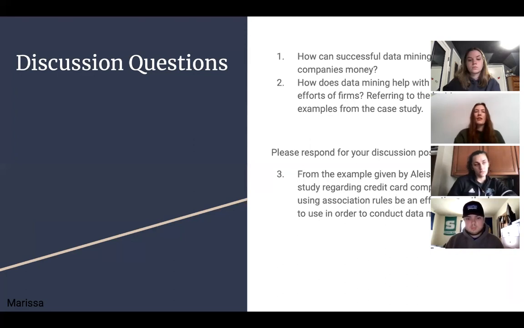And then, how does data mining help with the marketing efforts of a firm? Specifically with this question, we are referring to the last two examples from the case study. So data mining can help marketing efforts because it can be used to determine target markets and which products consumers are demanding at a point in time. Both of these factors help with marketing efforts because consumers that desire a certain product will be the ones to see the most advertising for products that they like and would be likely to purchase.